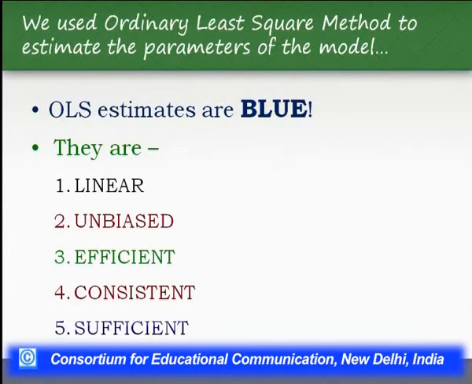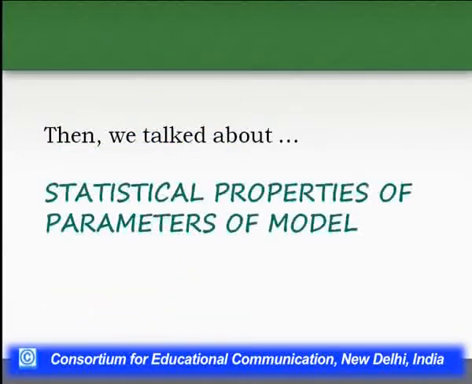We have used the ordinary least square method to estimate the parameters of the model. The ordinary least square equation we have already talked about. So it has certain parameters. For a parameter to be BLUE, what does BLUE say? L stands for linear, U stands for unbiased, E is efficient, C is consistent, and S is sufficient. So if the parameters have all of this, we call it a BLUE parameter.